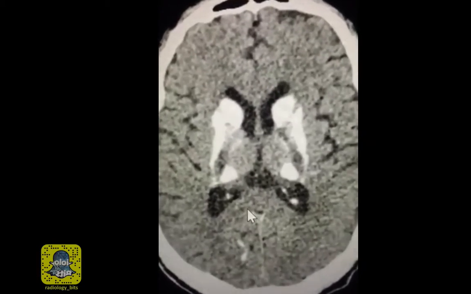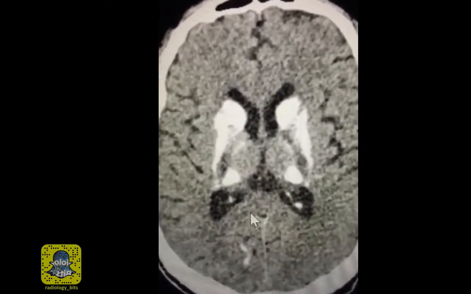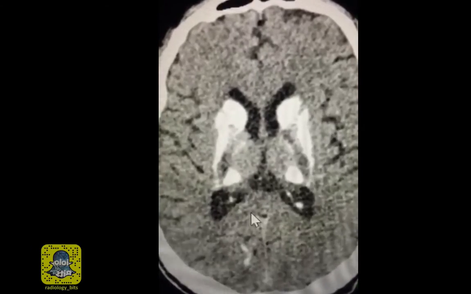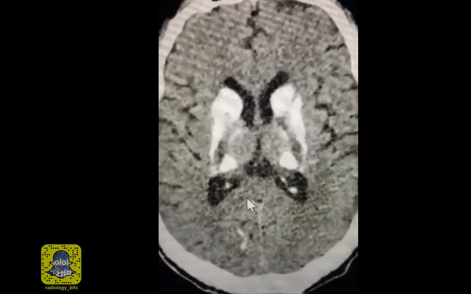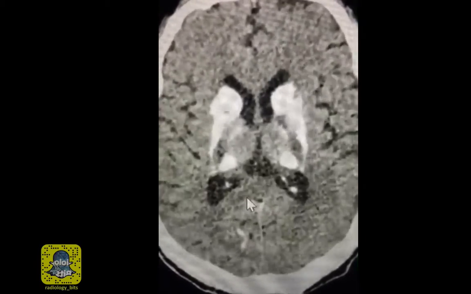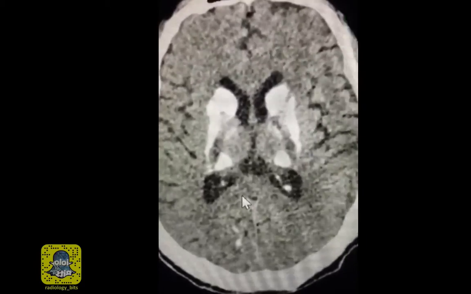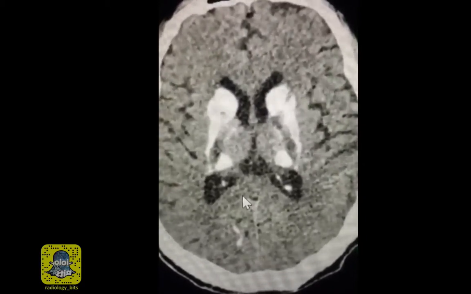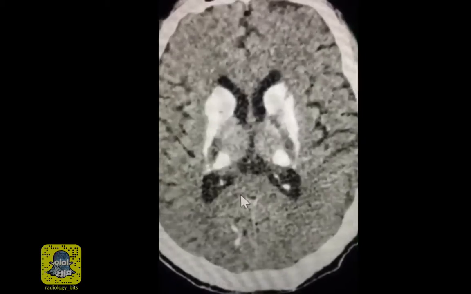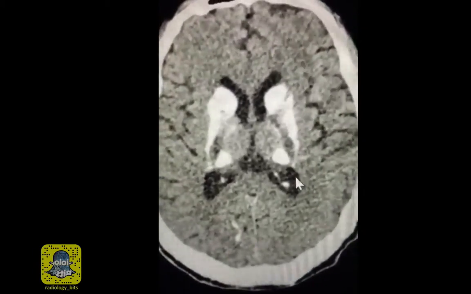So this interesting entity of Fahr's disease that is rare, as we said, is typically familial, could be autosomal dominant or recessive. Extensive calcifications deposit in the basal ganglia, thalami, in the subcortical white matter, and in the dentate nuclei. Deposition in these areas leads to a slowly progressive neurodegenerative presentation.